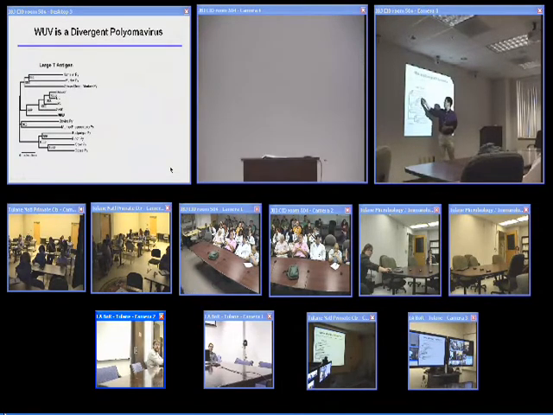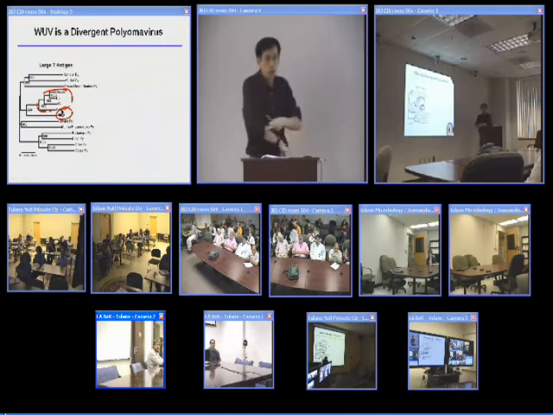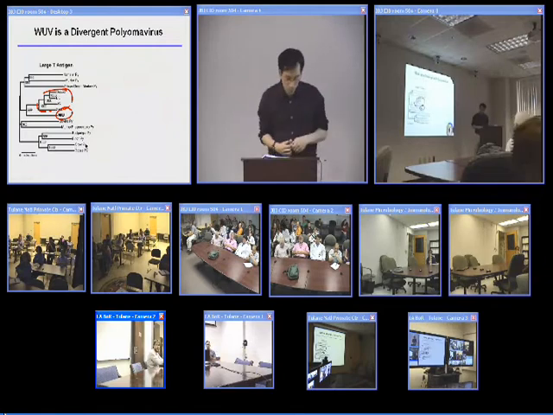Okay. And so here, this is known as the primate clade of polyomaviruses. And what you can see is that WU clusters closely to that in the large T region.